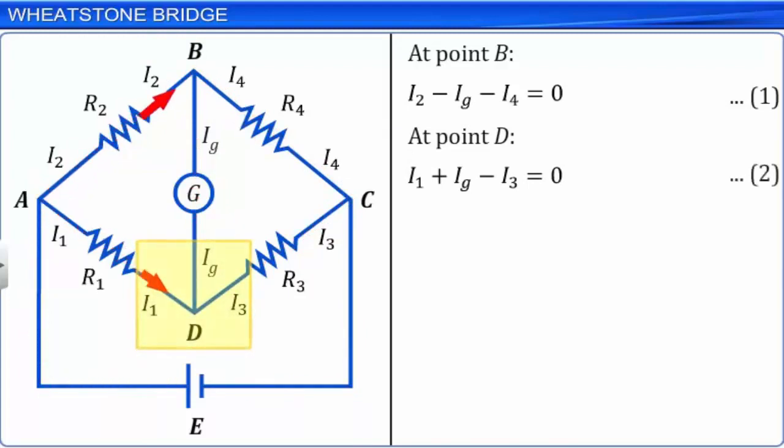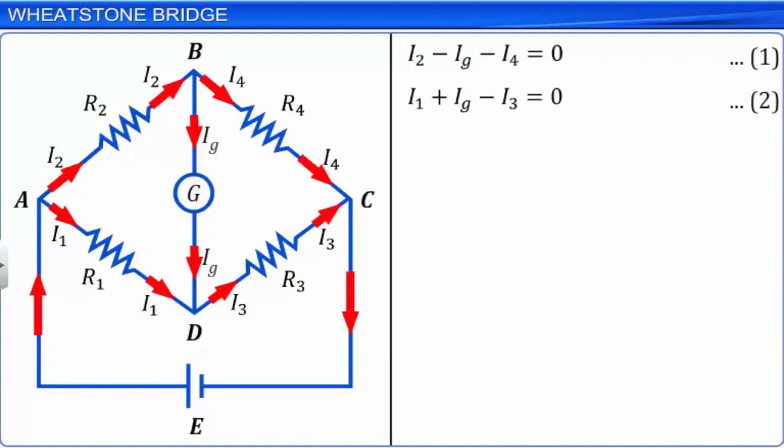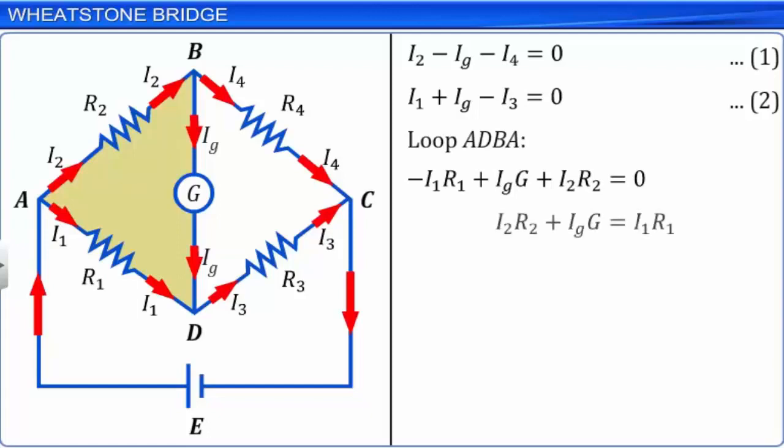Let us now apply Kirchhoff's loop rule to the 2 closed loops, ADBA and CBDC. Loop ADBA. Across points A and D, by applying the rule, we get minus I1 R1 plus IgG plus I2 R2 is equal to 0. On simplifying, we get I1 R1 is equal to I2 R2 plus IgG. Let this be equation 3.